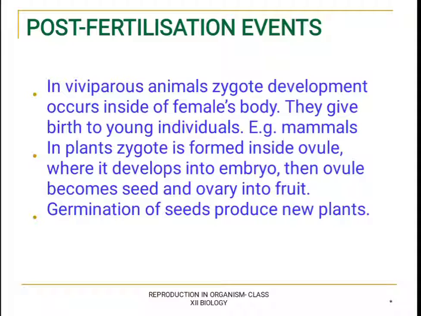With this development, the wall of the ovary also starts to swell. As a result, the ovary develops into fruit, which develops a thick wall called pericarp, protective in function. When seeds mature, they are dispersed. Under favorable conditions, the seed germinates to produce a new plant.